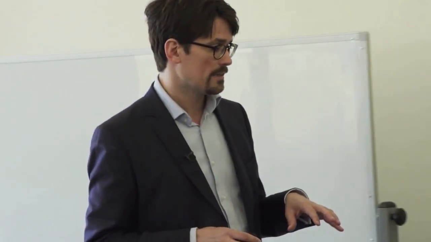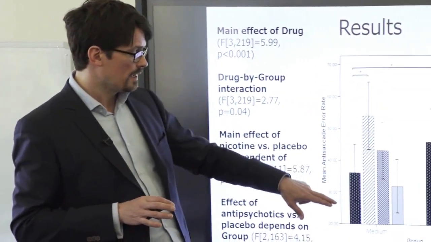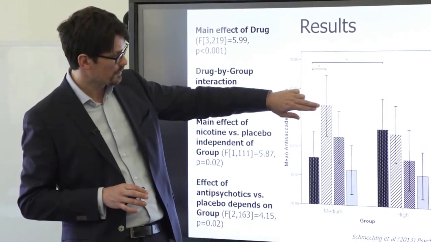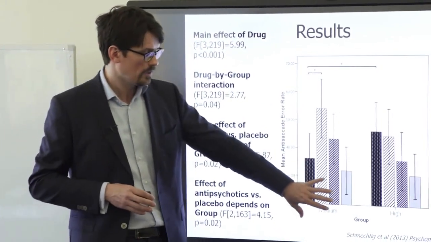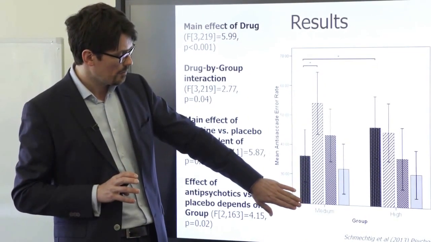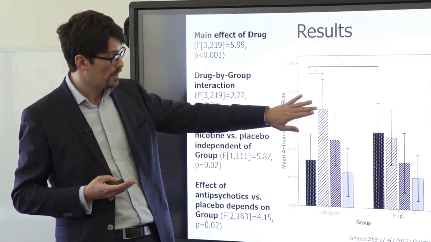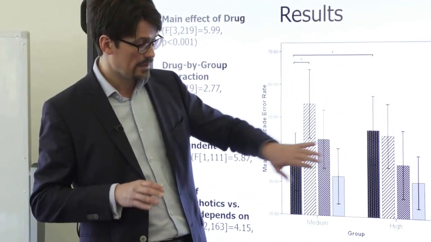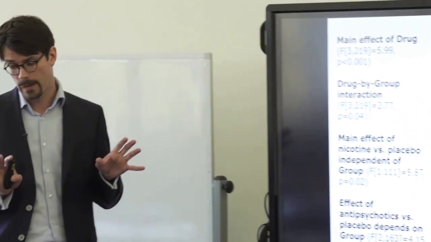This effect depends on group. In the medium schizotypes, if you look at what happens when you give risperidone, the error rates go up. They are higher than when you give placebo. So in the normal control group, as expected, risperidone isn't good. The error rates are higher than with placebo. In the high schizotype group, there's no significant difference. If anything, it's numerically in the opposite direction, but it's not significant.